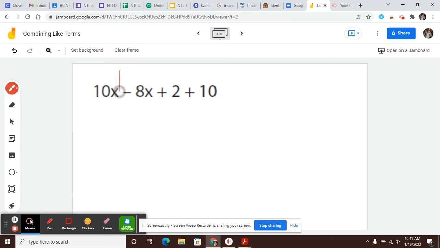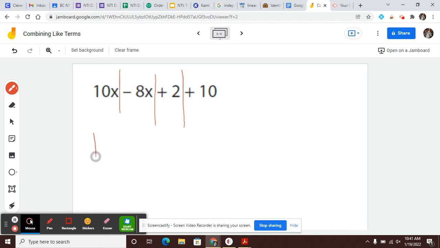So every time that I see a plus or minus sign, I'm going to draw a line because I know that those are my terms. So here I've got 4 terms. I start with the term to the very left and I literally just start sorting. Every time that I get to a term that is not like 10x or is not like another one that I've chosen, I do a new column.